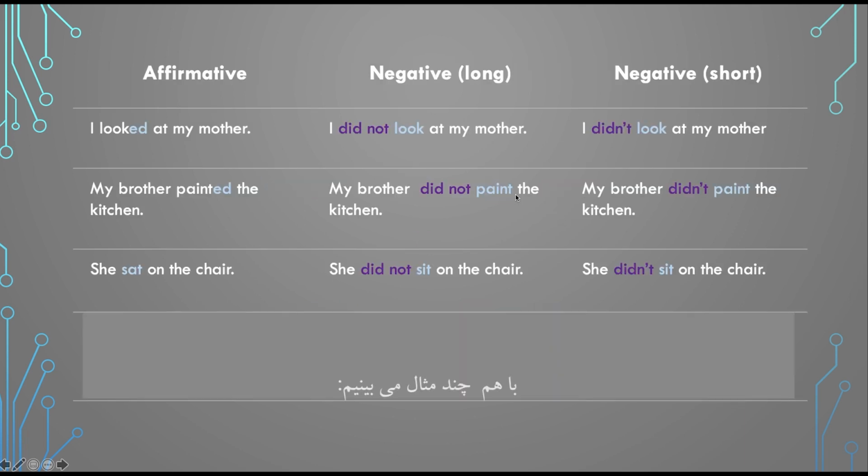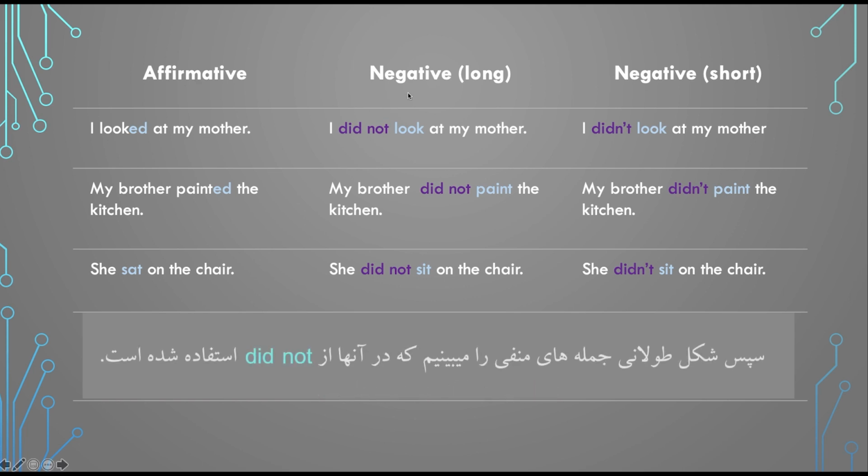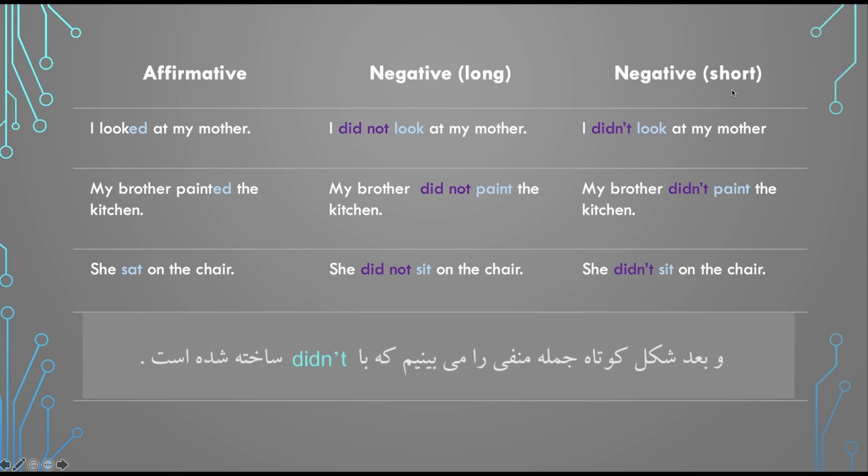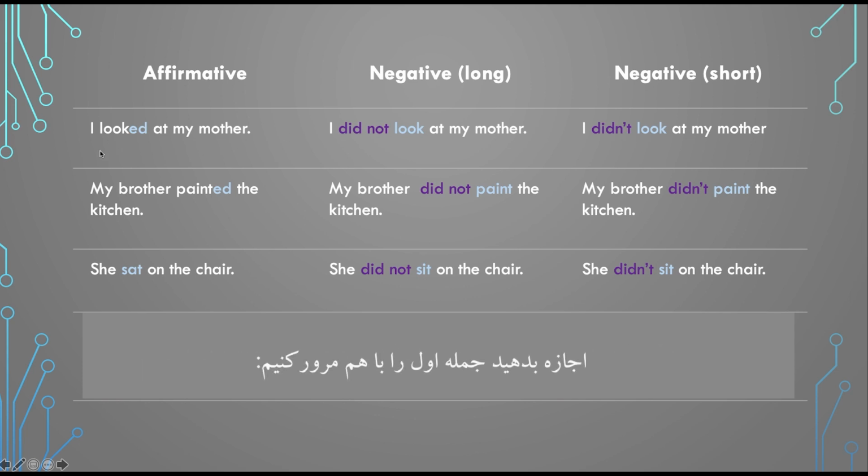So let's look at some examples. We have affirmative sentences here. Affirmative is like a positive sentence. And then we have the negative sentence in the long form, so using did not, and the short form didn't. So let's look at sentence number 1.